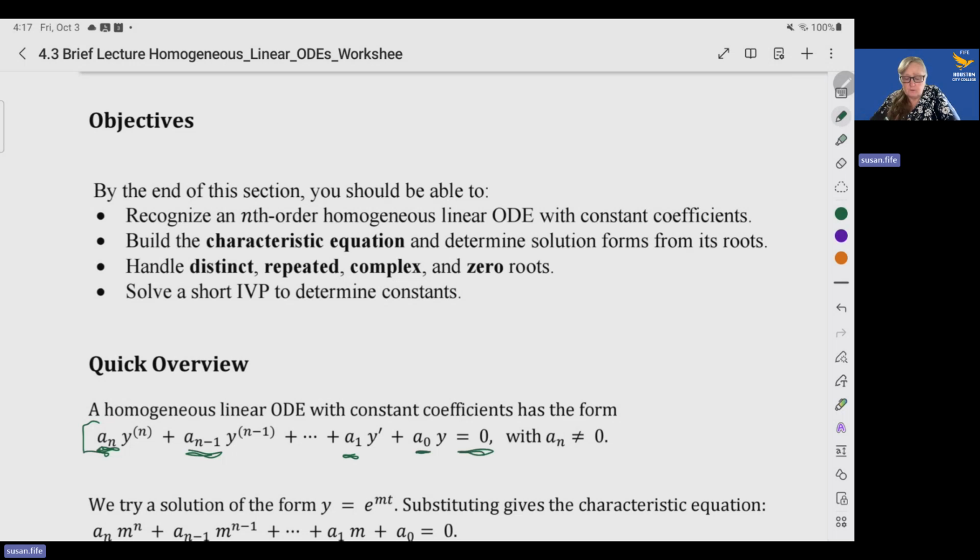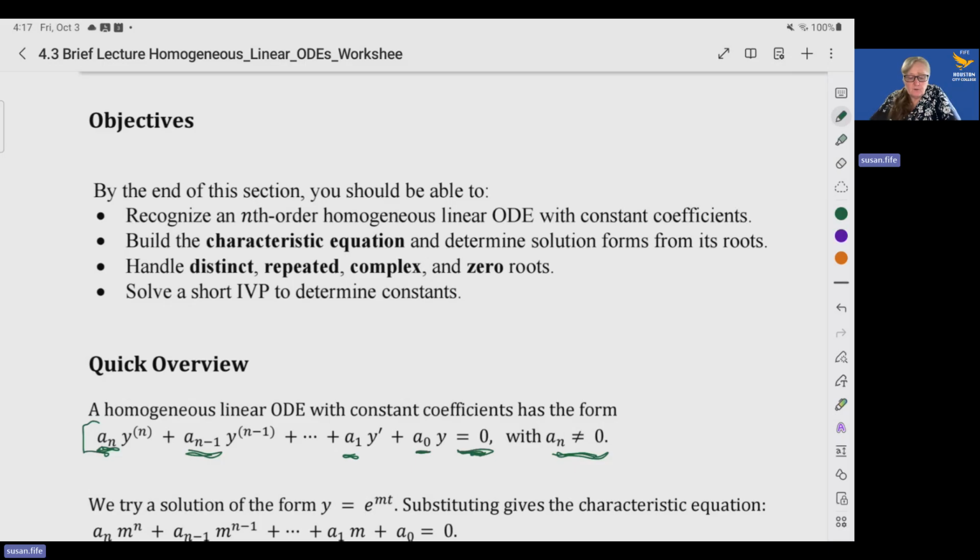They're going to be equal to 0. The leading coefficient, a sub n, cannot be equal to 0. These are nth order ODEs, and so they'll have n linearly independent solutions that we'll solve for.